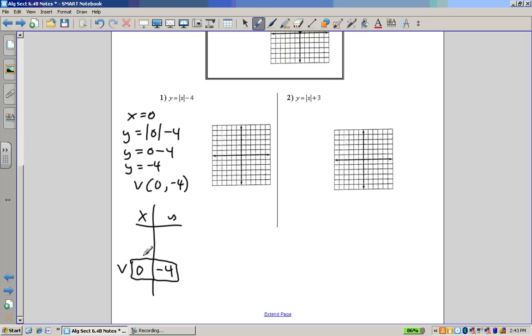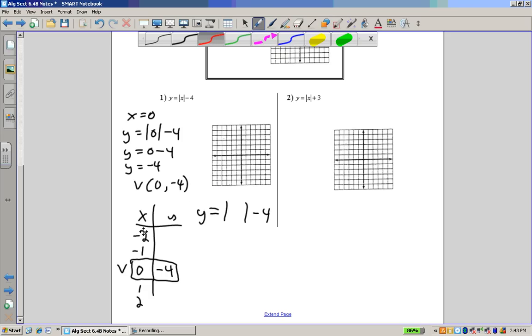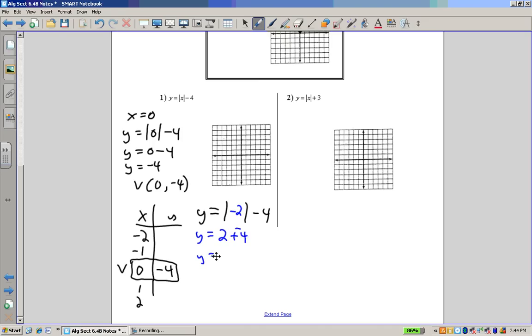Now, what I need to do is to choose one or two values larger than the x that we found for the vertex, and a few that are smaller. And we're going to plug each of these into the equation. So y equals absolute value of x, then minus 4. Let's plug in, say, negative 2. So y equals the absolute value of negative 2. Negative 2 is 2 units away from 0 on the number line. 2 minus 4, 2 plus negative 4, they fight, the negative wins, and there's 2 left over.